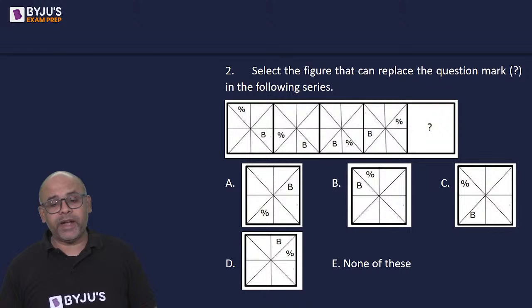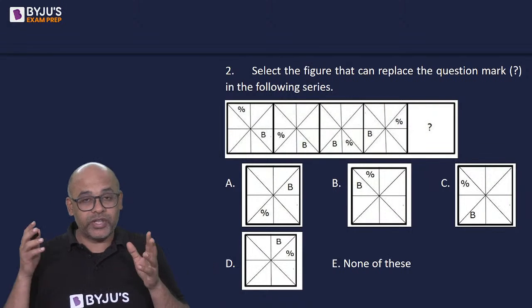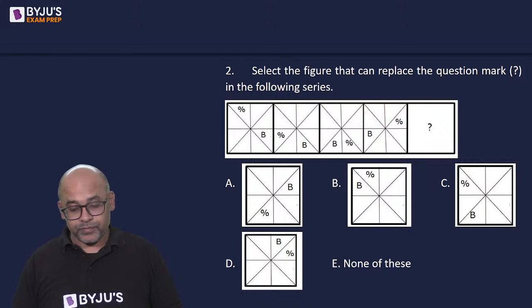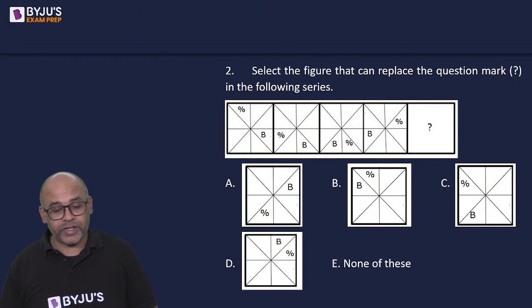Again, similar pattern. Get a very quick answer. Question 2. By the way, answer may or may not be option 2, so don't go by it. It's question number 2. Quick answers. Let's see how many of you get the correct answer.